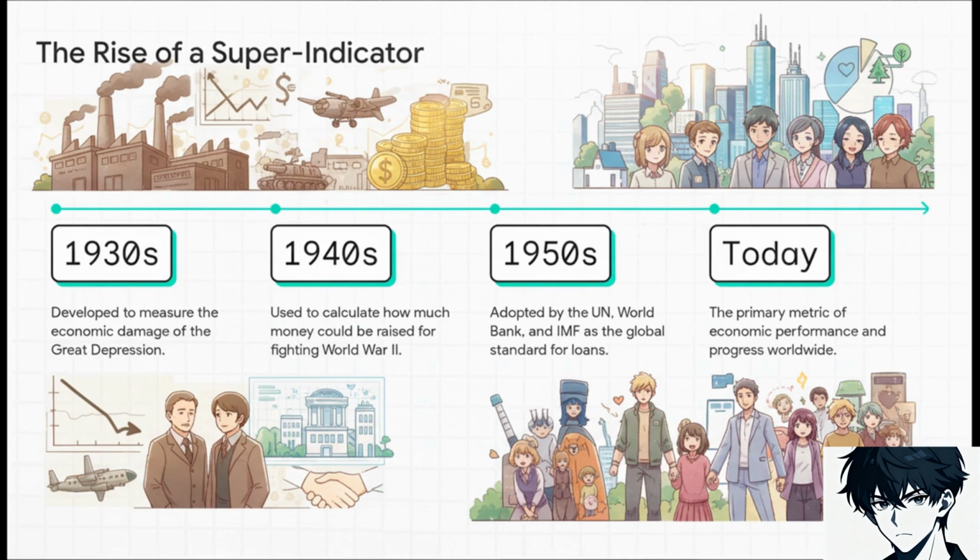Then, in World War II, it was retooled to calculate exactly how much stuff the economy could produce for the war effort. After the war, this crisis management tool went global. Big institutions like the World Bank and the IMF made it the gold standard. If a country wanted a loan, you bet they had to measure their GDP. And that's how a tool designed for wartime production became the universal benchmark for peacetime progress.